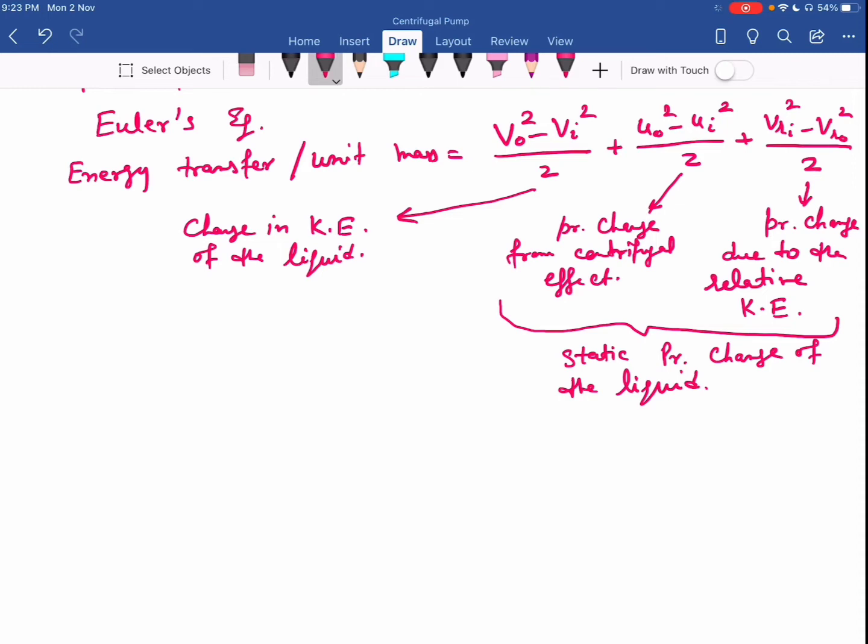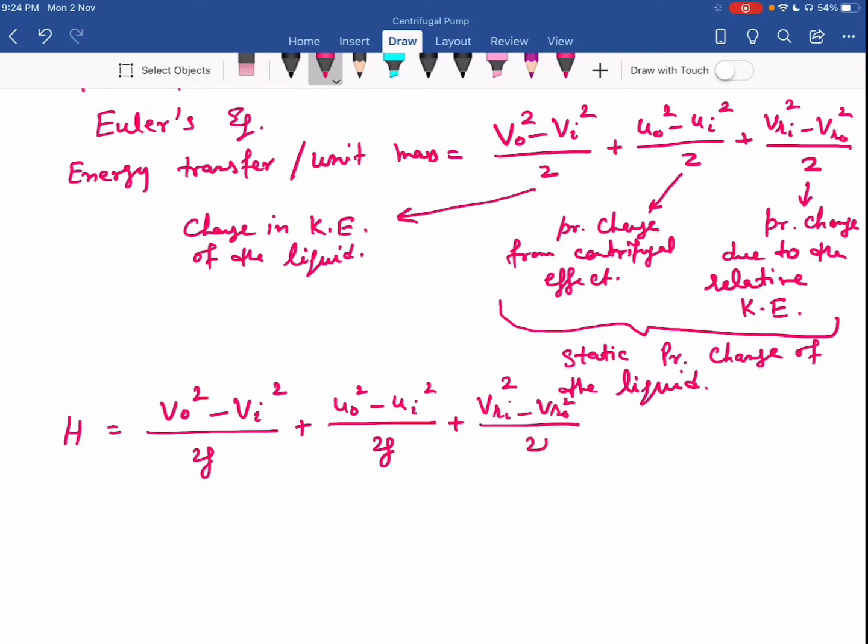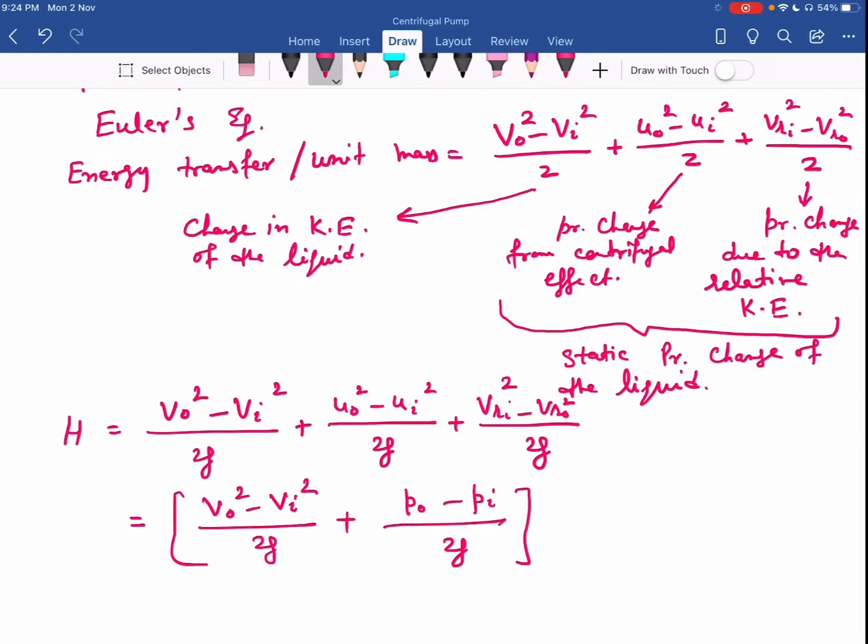Now we can say the energy transfer per unit weight. So that is my head H, which is equal to (VO square minus VI square) divided by 2G plus (UO square minus UI square) divided by 2G plus (VRI square minus VRO square) divided by 2G. So I simply write this H as equal to (VO square minus VI square) divided by 2G plus (PO minus PI) divided by rho G. So this head H, I can call it as theoretical head.